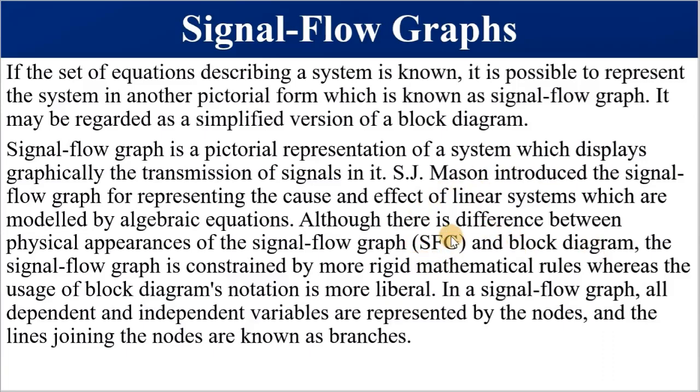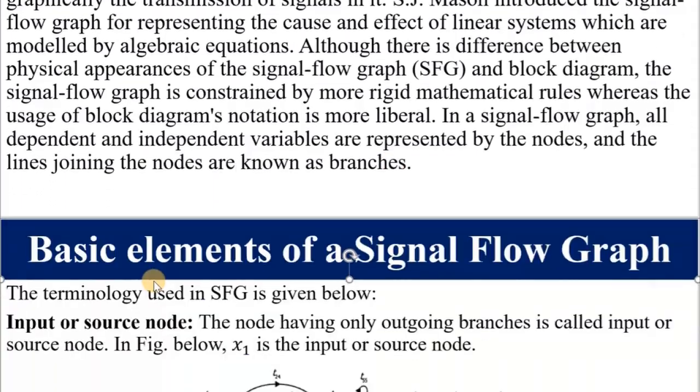In signal flow graphs, we'll be talking about nodes and branches. There are no blocks per se, and there are a lot of mathematical rules. In signal flow graphs, all dependent and independent variables are represented by nodes, and all the lines joining two nodes are known as branches. We will be defining the elements that make up a signal flow graph very soon.